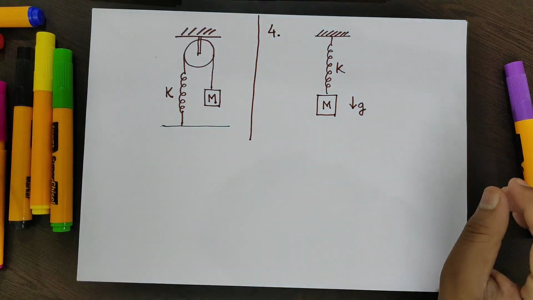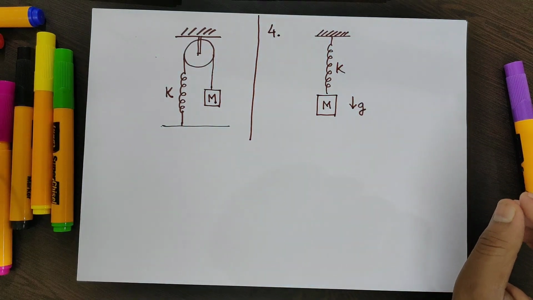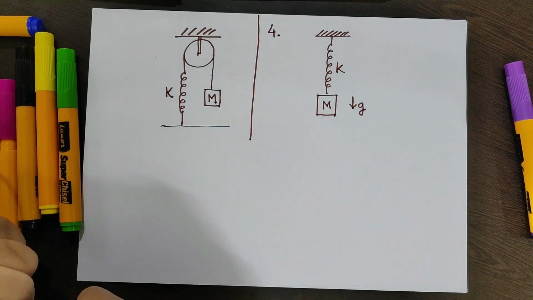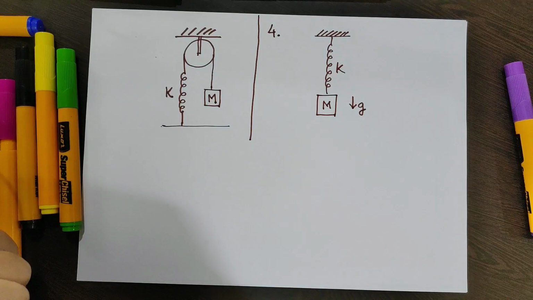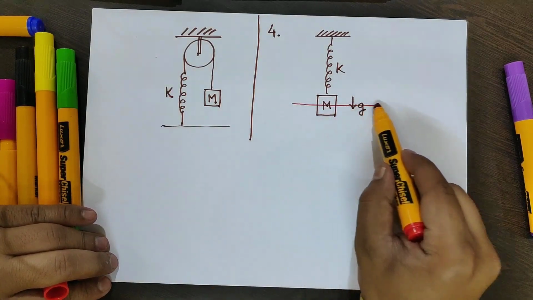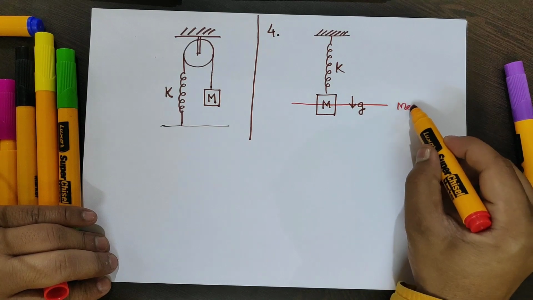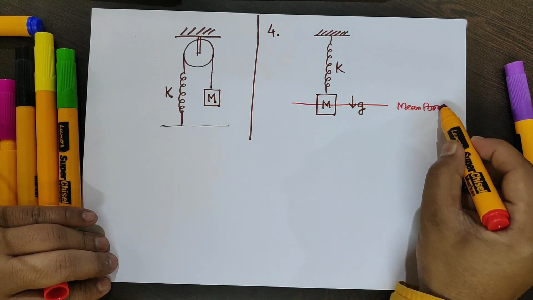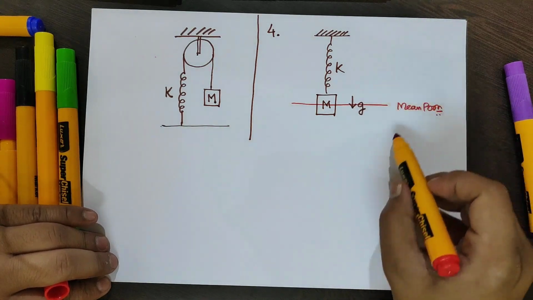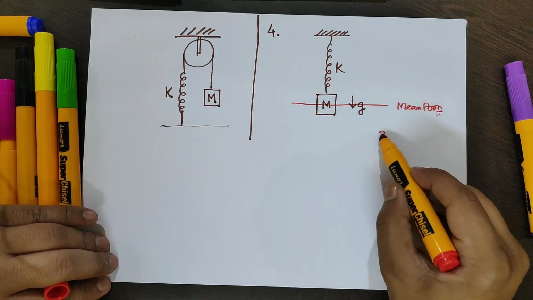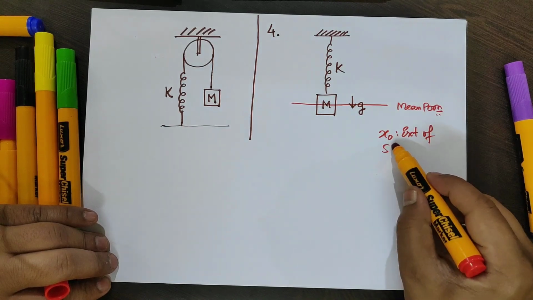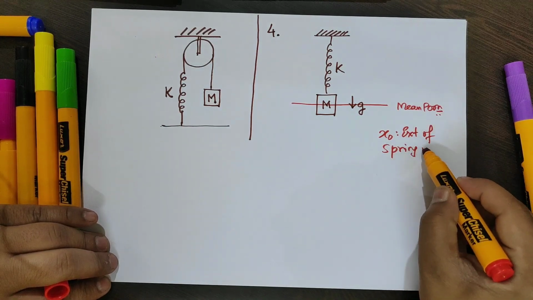Now, as we will see in this case, gravity plays no role in determining the time period of simple harmonic motion, because say this is the mean position, so already the spring is in a stretched condition. Suppose now say x naught is the extension of the spring in equilibrium.